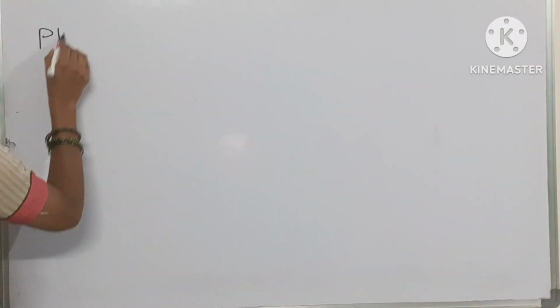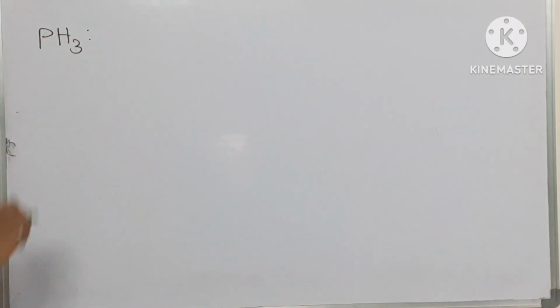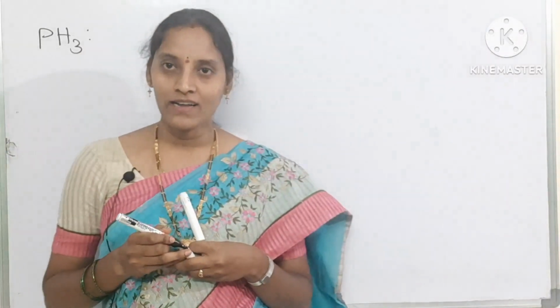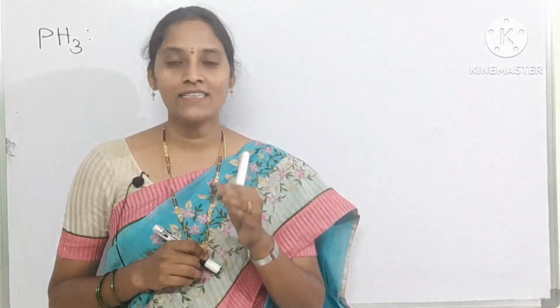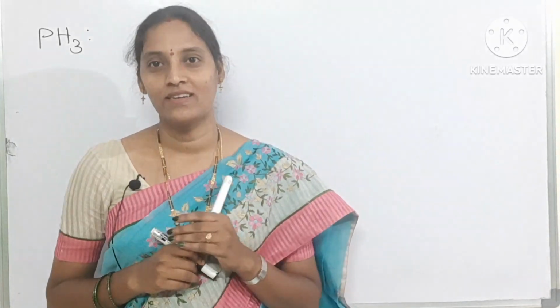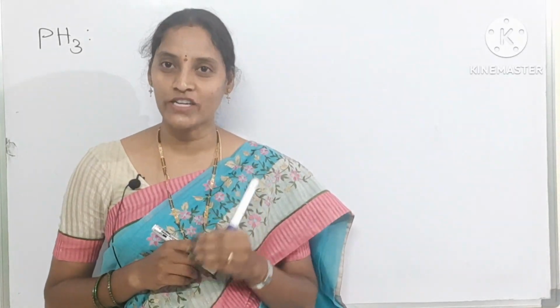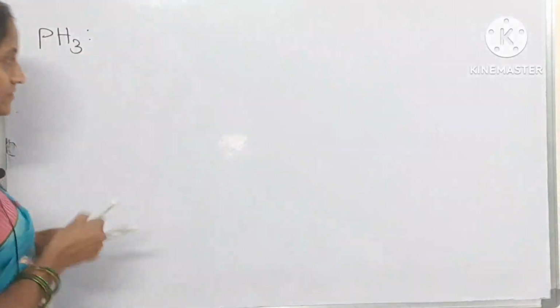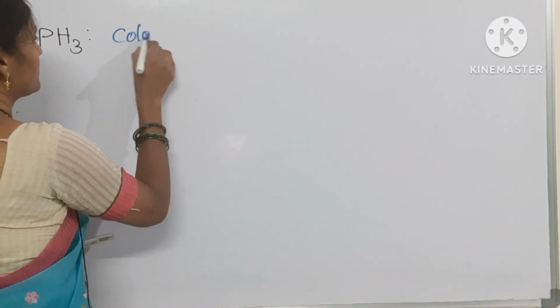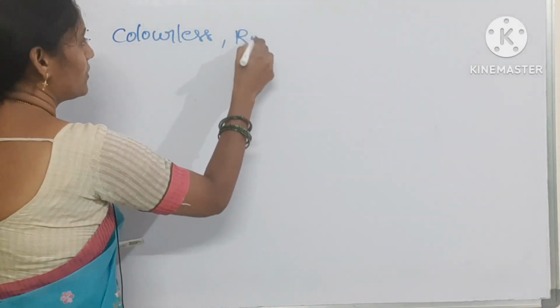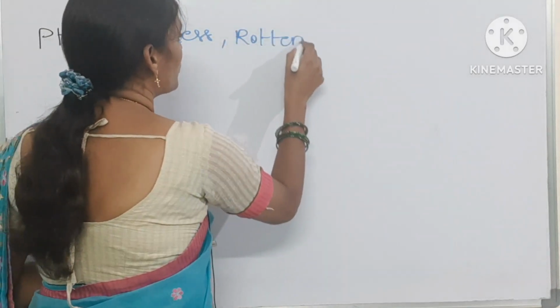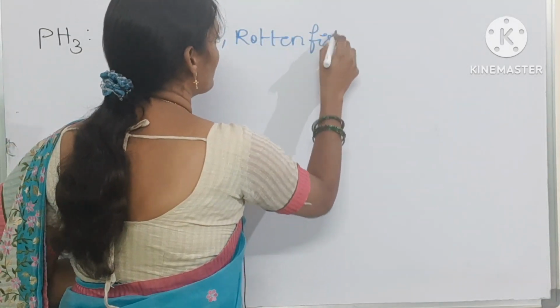Okay, then coming to our topic, here it is PH3. PH3 is phosphine. Phosphine is a colorless gas. It has a rotten fish smell. It is a colorless gas with a rotten fish smell.